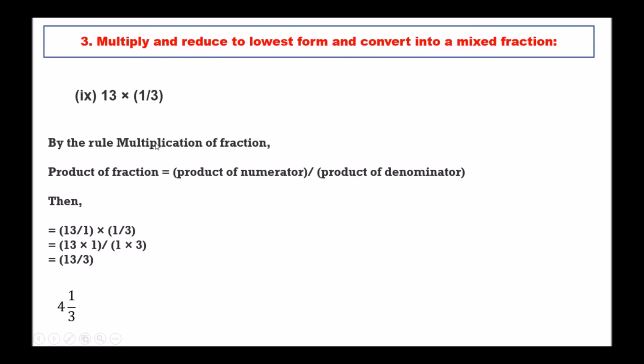13 and 1 by 3. So 13 and 1 by 3 into 1 and 1 upon 3. So 13 into 1 divided by 1 upon 3. That is 13 upon 3. If we convert that into a mixed fraction, that is 4 and 1 by 3.